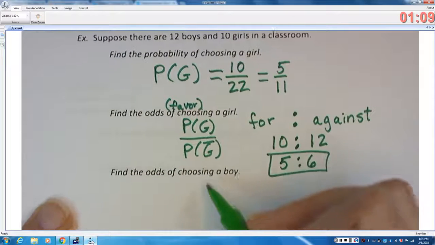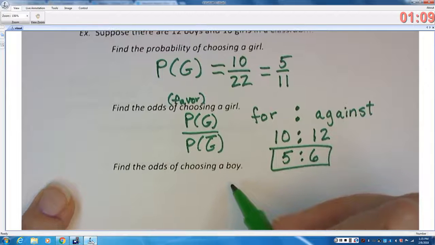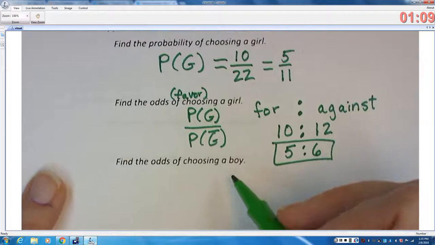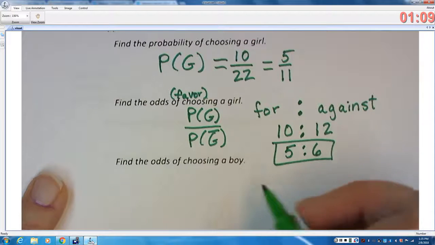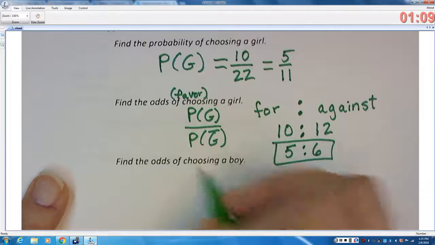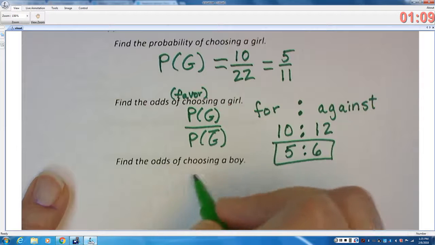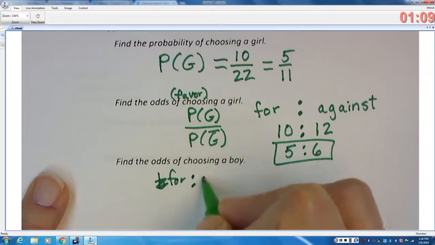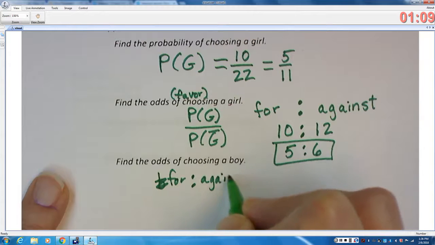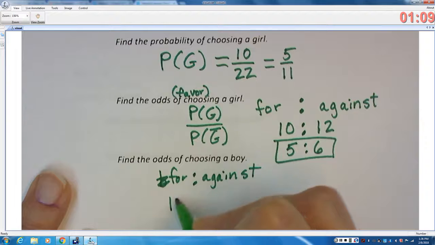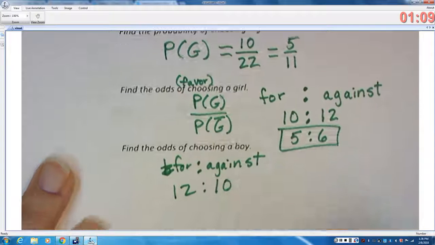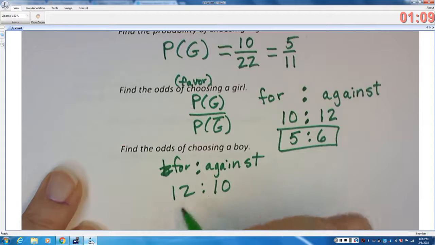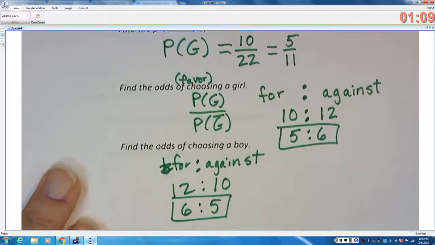What are the odds of choosing a boy? The odds of choosing a boy, I'm not going to even write this. This is in favor of choosing a boy, would be 4 boy, and against would be 12 to 10, or divide each side by 2, you get 6 to 5. That's odds.